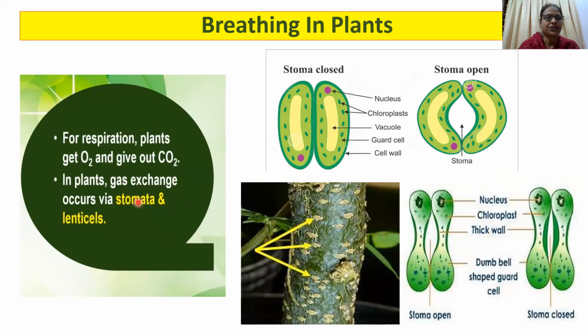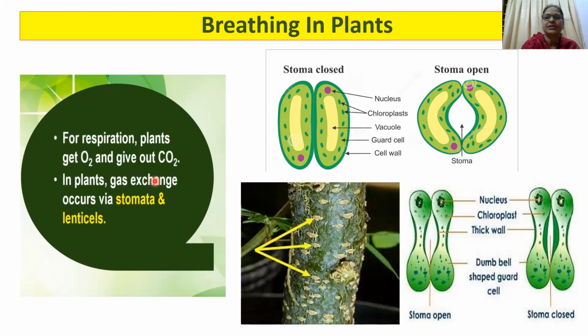So for respiration in plants, O2 is required for oxidation of carbohydrates, and they give out CO2 along with water as a product of respiration. This exchange of O2 and CO2 takes place with the help of certain organs. In the case of plants, they are stomata and lenticels.